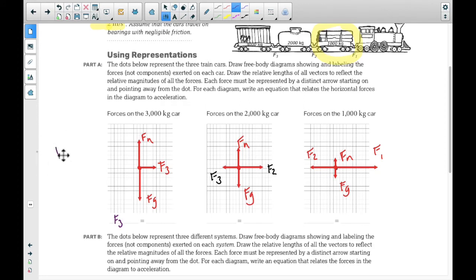And if we think of force as mass times acceleration, then the mass here is 3,000 kilograms. And so we're just going to leave it as, for now, 3,000 kilograms times A.